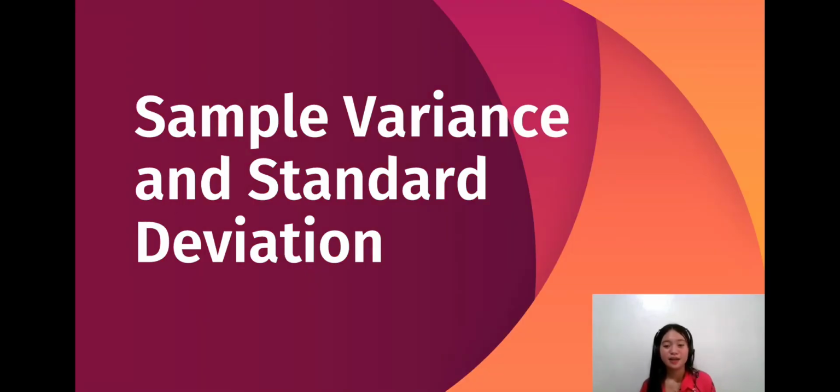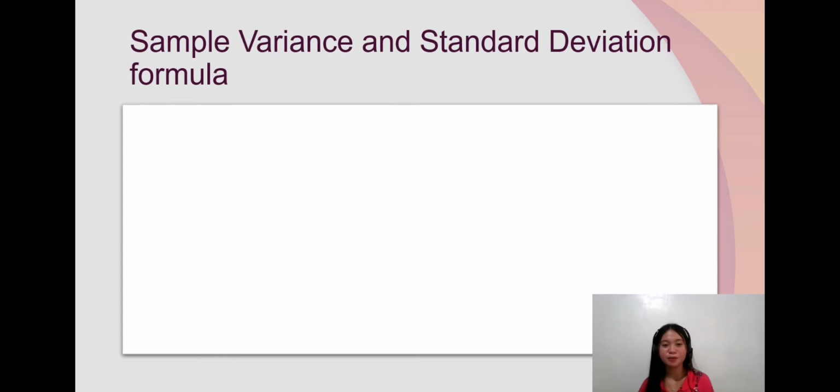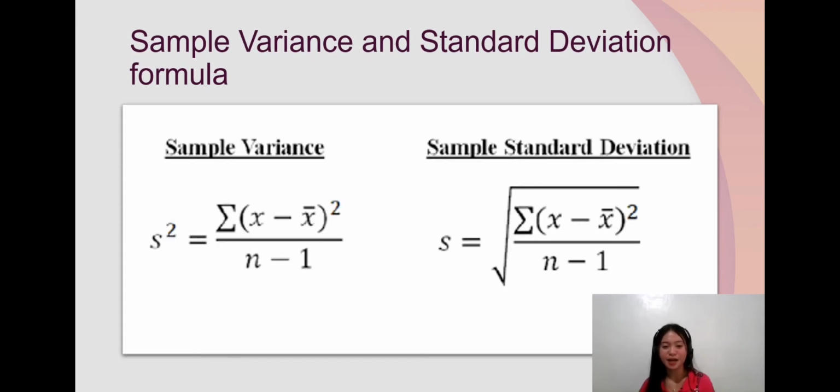So, moving forward to sample variance and standard deviation. So, this is the sample variance and standard deviation formula. Where the x is the individual value, dayon kining x nga naay linya sa baba mao na siya ang atong sample mean, dayon ang n mao na siya ang atong sample size.